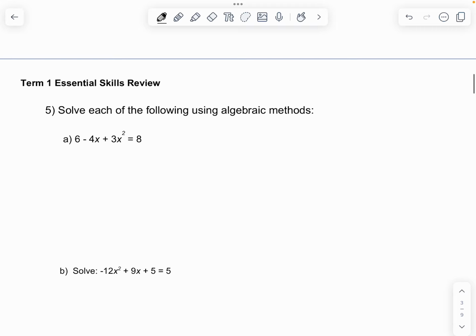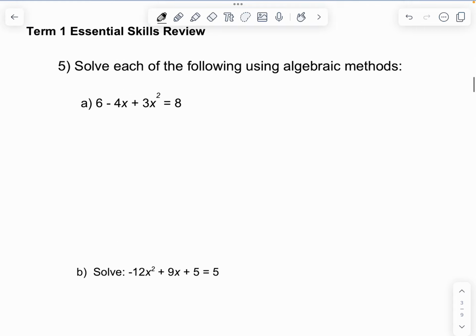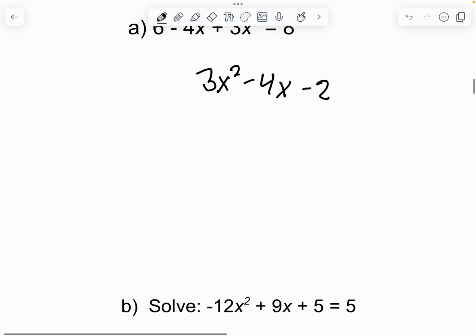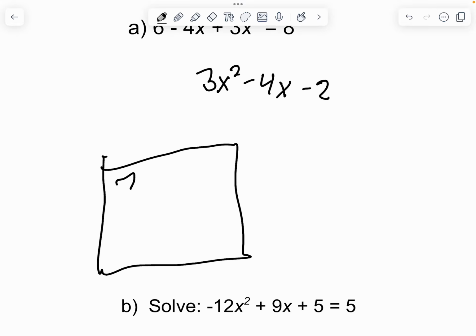Alright, solve each of the following using algebraic methods. So, first we're gonna subtract 8. So we get 3x squared minus 4x minus 2. We'll box it up.